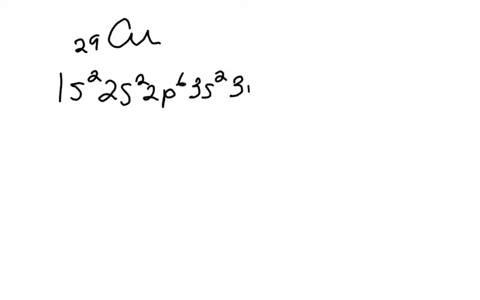And when you go to fill them up, you think it's going to fill this way. You think it's going to be a 1s2, 2s2, 2p6, 3s2, 3p6, 4s2, 3d9. And there's your 29 electrons. Only the problem is right here.